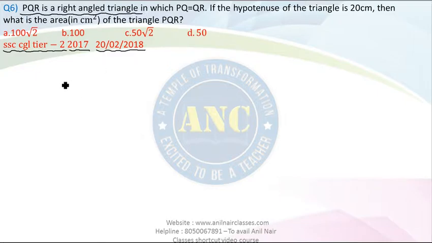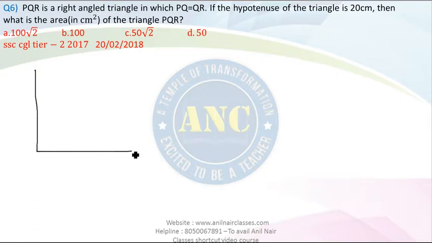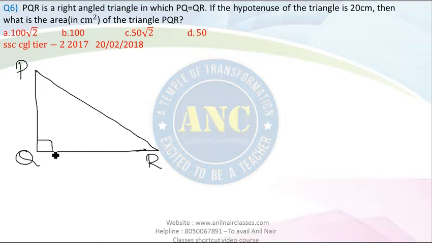PQR is a right angled triangle. Okay, let me draw a right angled triangle a little neatly. PQR is a right angled triangle, that means angle Q is 90 degrees. In this statement itself it is given that PQ is also equal to QR. PQ and QR, they both are same. That means PQR is not only a right angle triangle, it is also an isosceles triangle. In general, PQR is an isosceles right angled triangle.